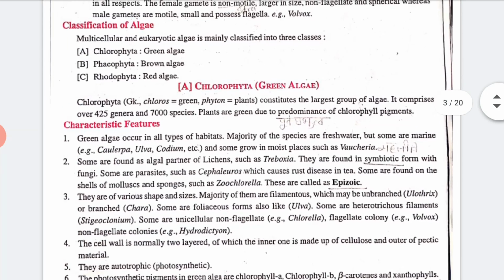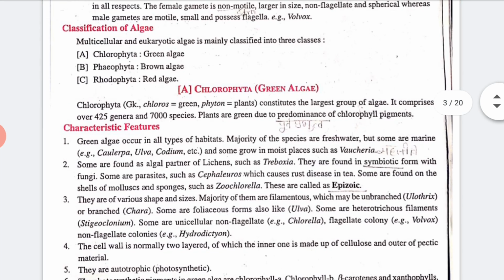Now let us talk about the classification of algae. Multicellular eukaryotic algae are mainly classified into three classes: Chlorophyta, that is green algae, Phaeophyta, that is brown algae, and Rhodophyta, that is red algae. Clear? Now let's start with green algae. This is very vast, so I can't explain each and everything, but try to understand a little bit. I'll explain in short.